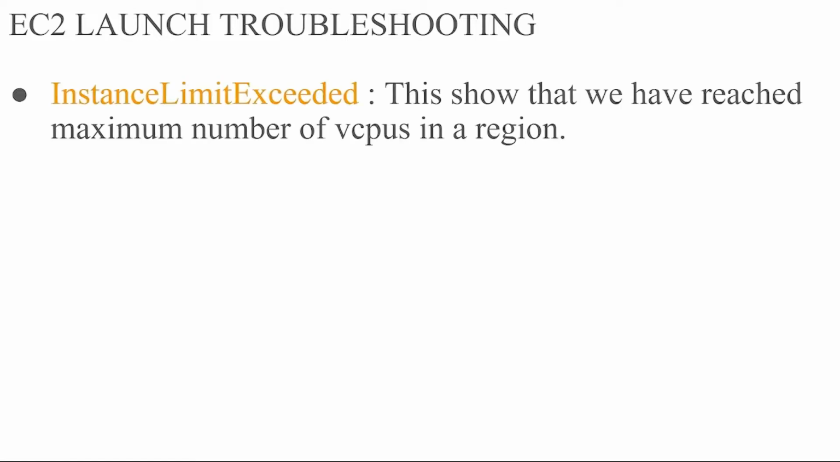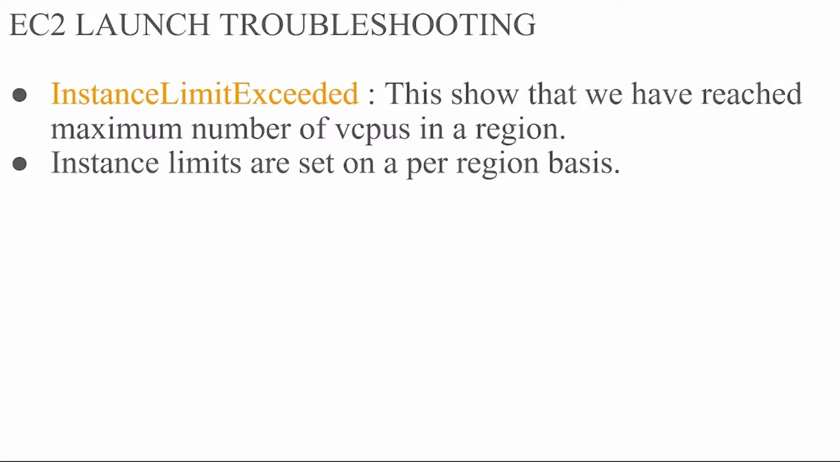The first type of error that we can get whenever we are launching an instance is instance limit exceeded, and this error basically shows that we have reached the maximum number of vCPUs in a region. Suppose we are provided a limit of like 64 vCPUs, and we reach that limit in a region, then this error might occur. Instance limits are set on a per region basis.